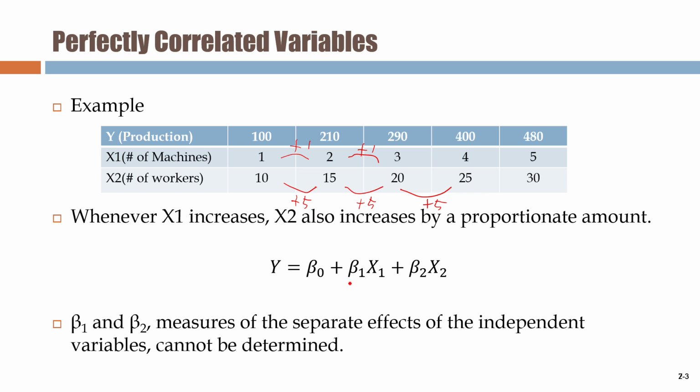In that case, the computer has difficulty finding beta 1 and beta 2. The reason is, when x1 is here, because x2 is 5 times greater, if you change beta 1 and beta 2, you can have infinitely many combinations of beta 1 and beta 2 that lead to the same y. So that's why we'd better not have the correlated ones. In this case, it cannot be determined, because there will be infinitely many beta 1 and beta 2 combinations that lead to the same y.